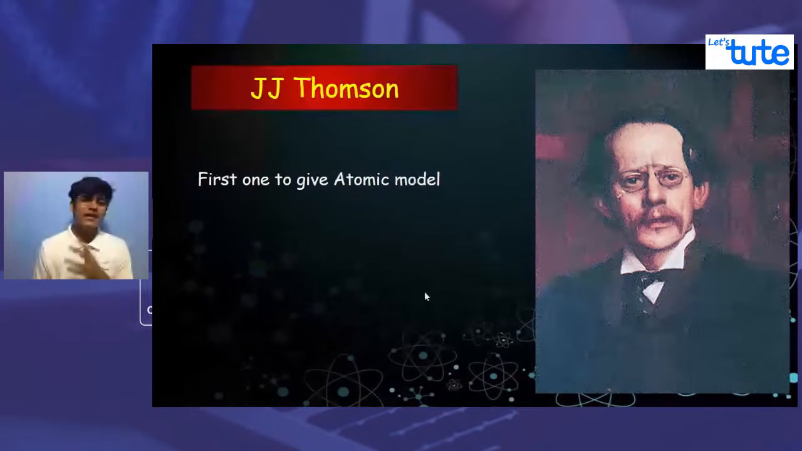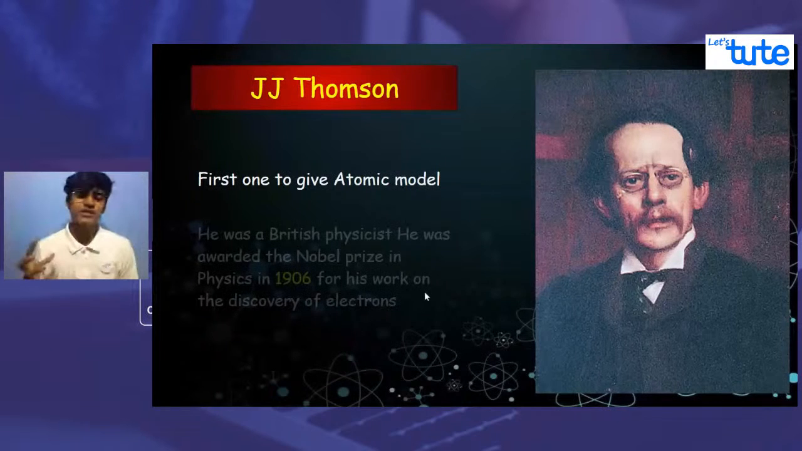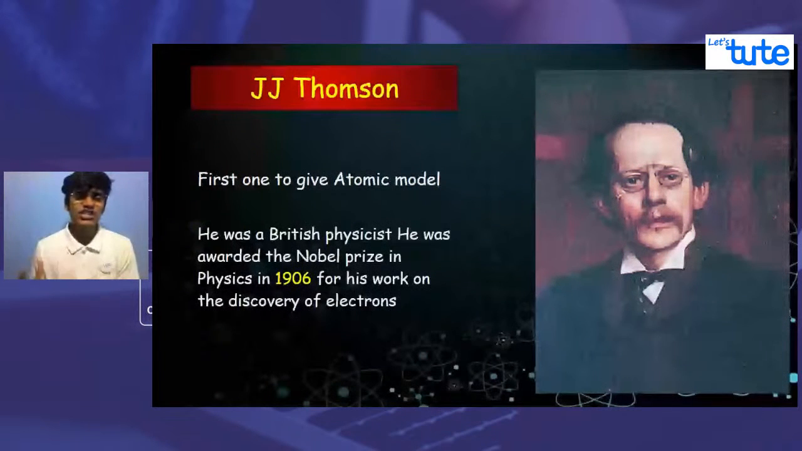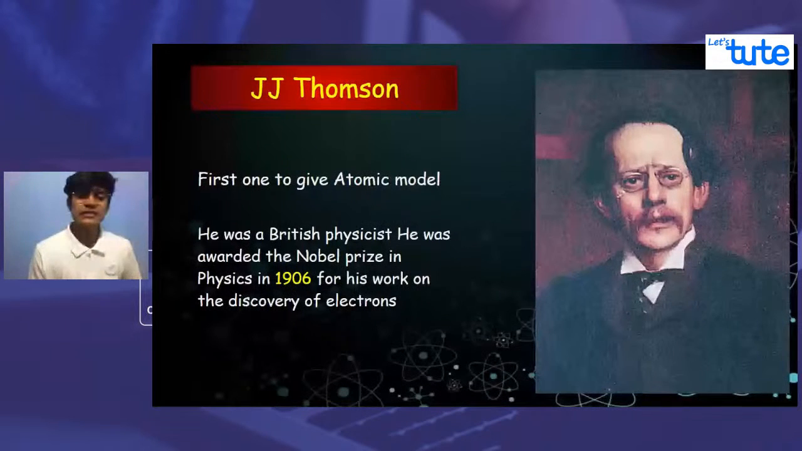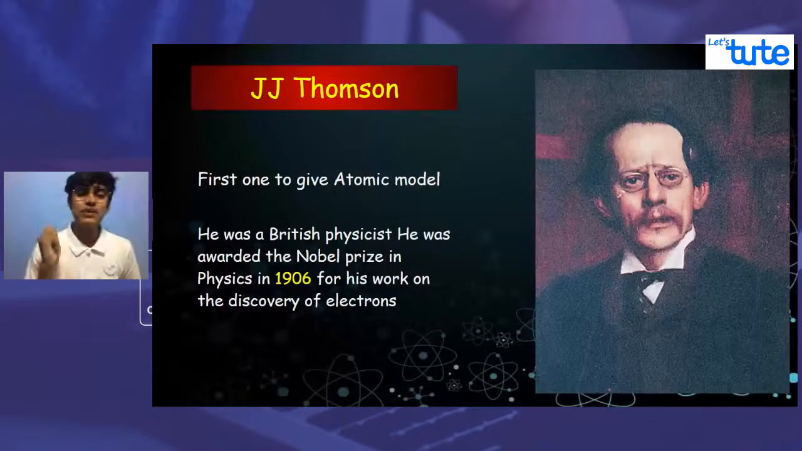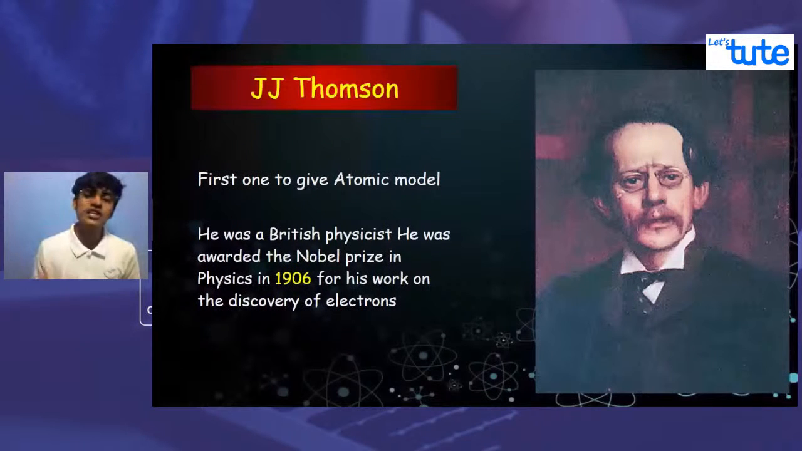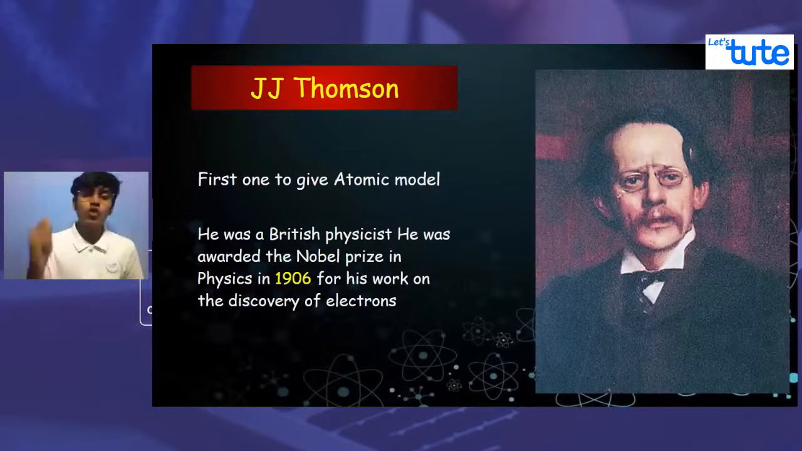So, who is J.J. Thomson? What are his achievements? J.J. Thomson is a British physicist, and he was awarded the Nobel Prize in Physics in 1906 for his work on the discovery of electrons. So he was the one who discovered electrons, and he got a Nobel Prize because of it in 1906.